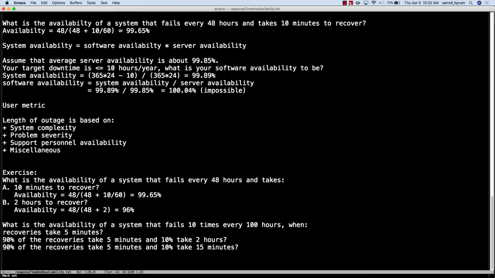Okay, so notice what happened there. If we had a 10-minute recovery time, we're at 99.65. But if that balloons to 2 hours, then we drop to 96, which is very different than 99.65. So what I discussed with the team that was working on that is, are there things you can do from a management and software development stance to prevent this situation and keep it more at this situation? What would be some things you could do?